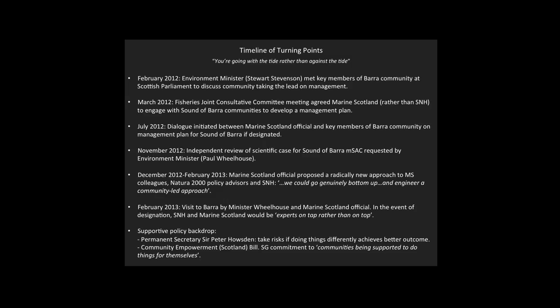He referred to a consistent message from Sir Peter Housden, the Permanent Secretary, circulated within Scottish Government, to take risks, to do things differently, if doing things differently is going to achieve a better outcome. And a legislative backdrop to these changes that was also relevant was the Community Empowerment Scotland Bill at the time, which showed the Scottish Government's commitment to, in their words, communities being supported to do things for themselves.